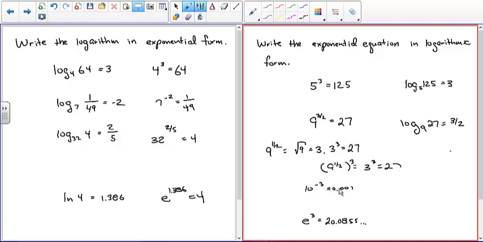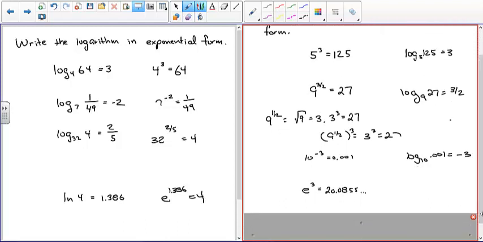Here we have 10 to the -3 power is 0.001, so the equivalent logarithmic expression would be, this is your base, log base 10 of 0.001 equals -3.